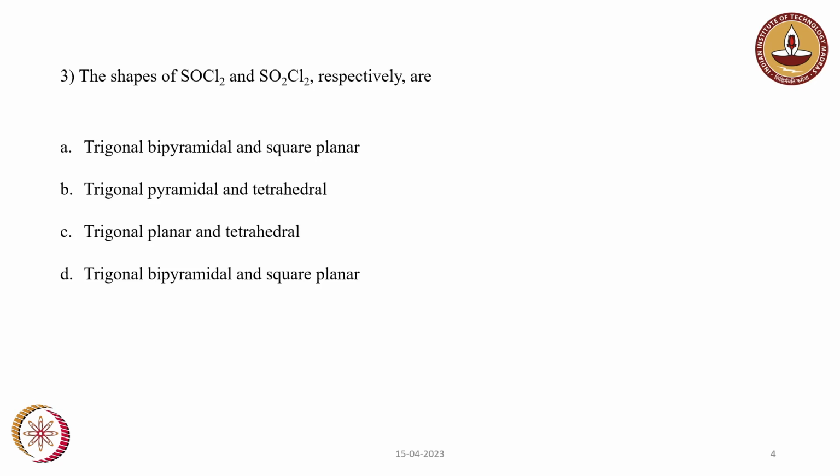The next question is the shape of SOCl2 and SO2Cl2 respectively. Option A trigonal bipyramidal and square planar, option B trigonal pyramidal and tetrahedral, option C trigonal planar and tetrahedral, and option D is trigonal bipyramidal and square planar. So sulfur has 6 electrons in its valence shell. So sulfur will be having 6 electron pairs.